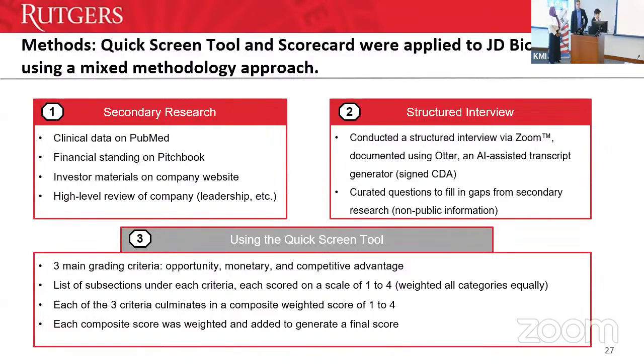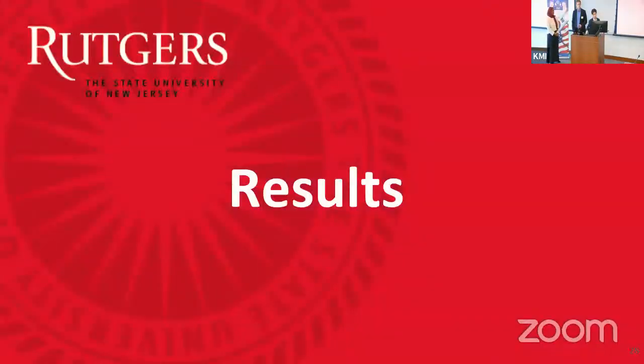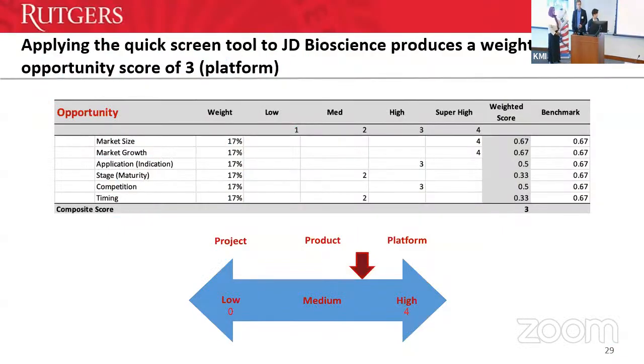And then we used a quick screen tool. And Rayanne mentioned this before, so I'm just going to briefly touch upon this before moving on to the results. But there were three main grading criteria that we used. The first is opportunity, monetary, and then there's a competitive advantage piece. And it'll all make sense once we dive into the actual scorecard.